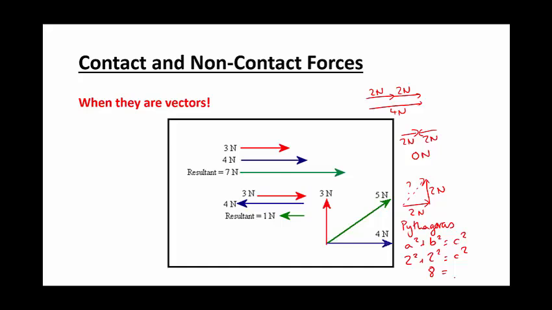So 8 is equal to c squared, and we need to square root it to find what the overall hypotenuse is. If I put that into my calculator, that gives me 2.8 newtons.